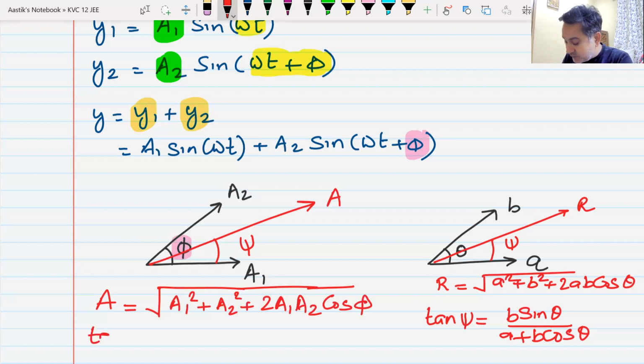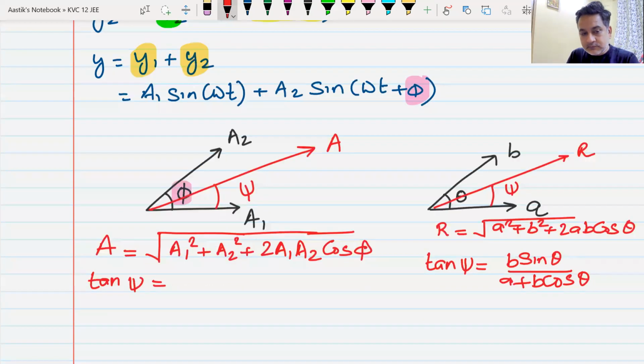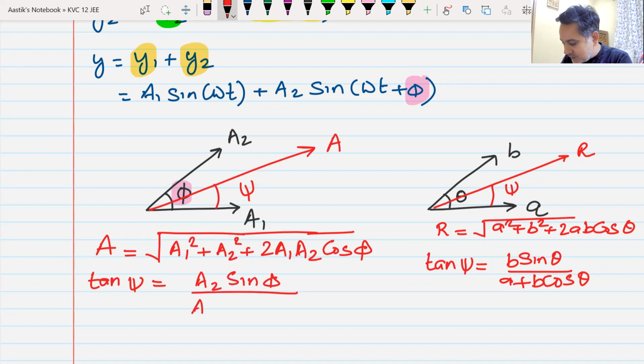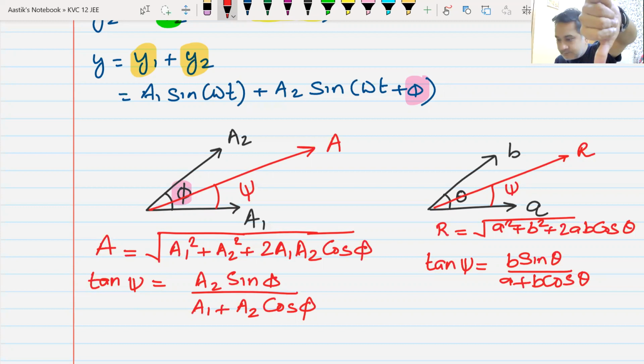You can also tell me the value of tan of xi. What is the value of tan of xi? A2 sin phi upon A1 plus A2 cos phi. Phi, not theta, phi. Do we understand this? Yes or no? Yes, sir.